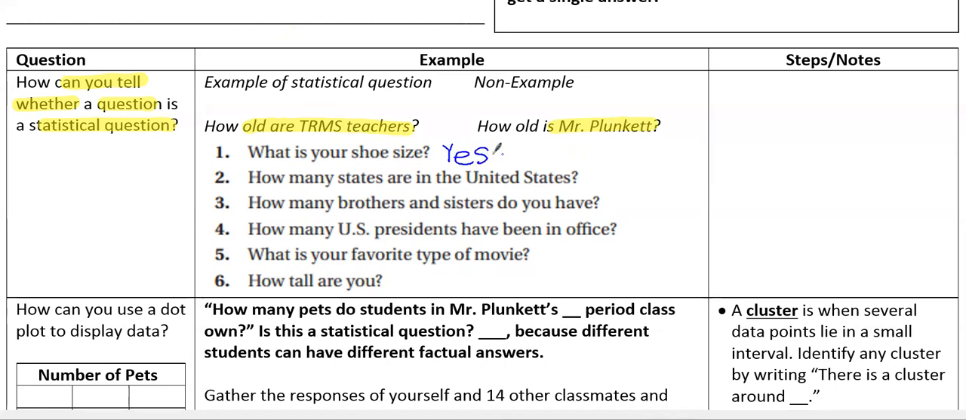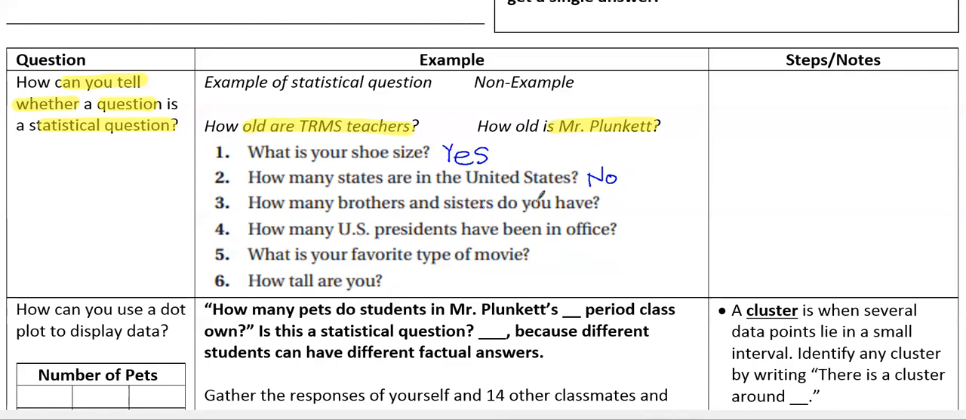And the idea is, if I explain, you don't expect to get the same answer from everybody. How many states are in the United States? Do you expect to get different answers? Well, maybe if you ask your little brother or sister who doesn't know how many states are in the United States, but factually, there's only one answer and it's 50. So that is not a statistical question.